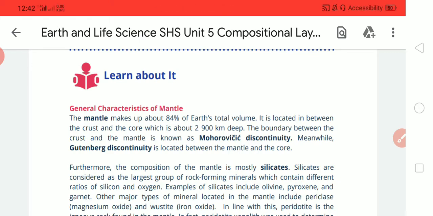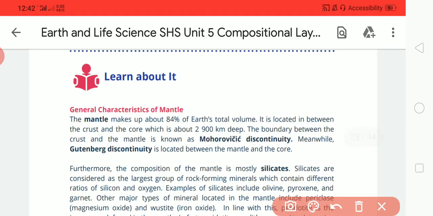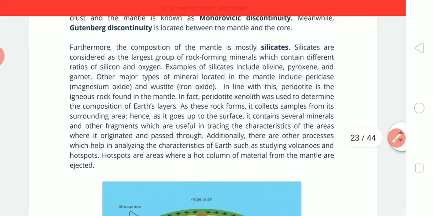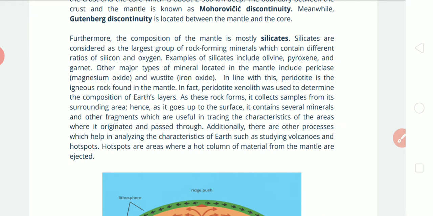Furthermore, the composition of the mantle is mostly silicates. Silicates are considered as the largest group of rock-forming minerals which contain different ratios of silicon and oxygen. Examples of silicates include olivine, pyroxene, and garnet. Other major types of minerals located in the mantle include periclase, the magnesium oxide, and wüstite, or the iron oxide. So na-mention na po nako ni siya in a class or in the previous discussion.